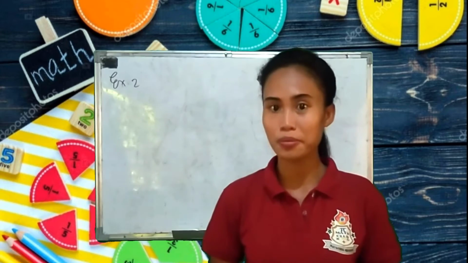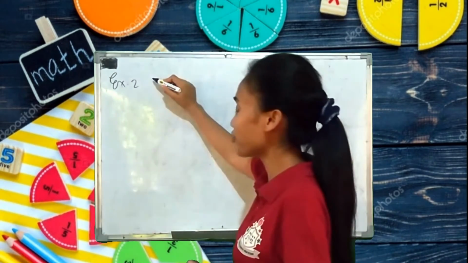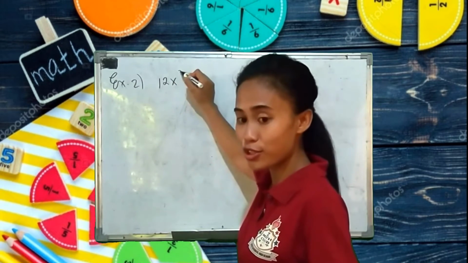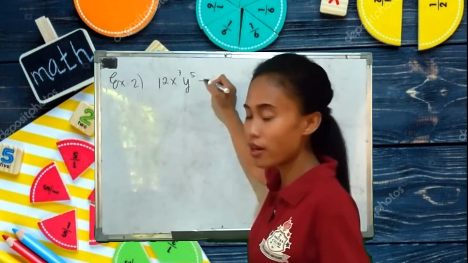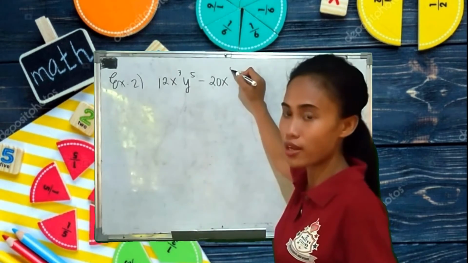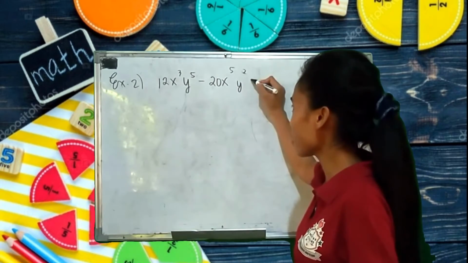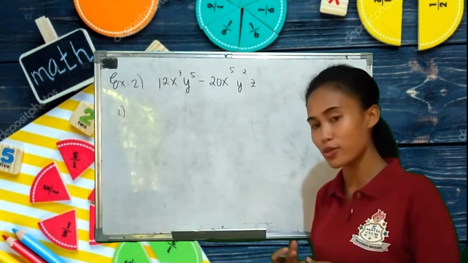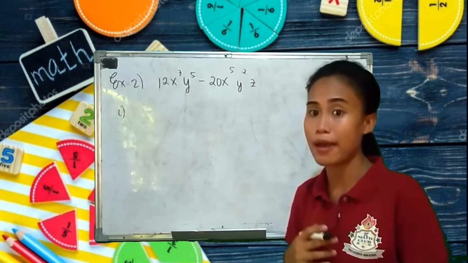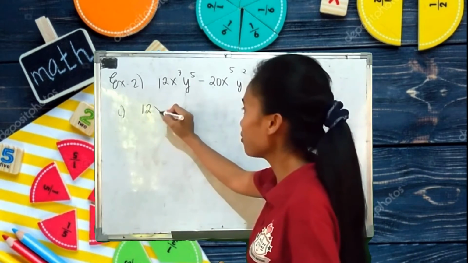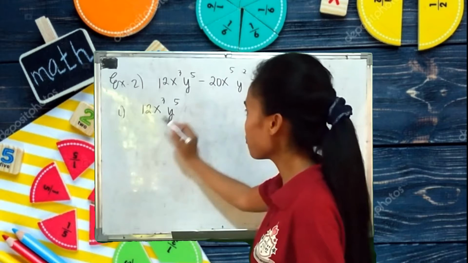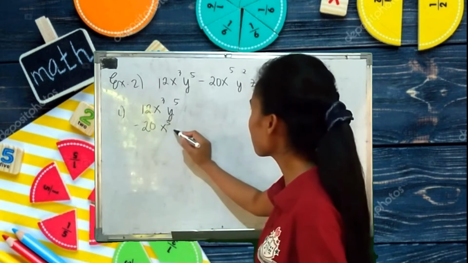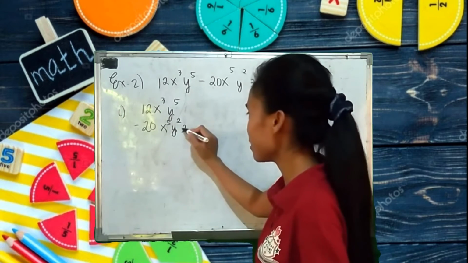For our second example, let's say you're going to factor your polynomial 12x cubed y raised to the 5th power minus 20x raised to the 5th power y squared z. So again, for our step number 1, we're going to factorize, or we're going to find the CMF. So we have your 12x cubed y raised to the 5th power, and your negative 20x raised to the 5th power, y squared, and then z.